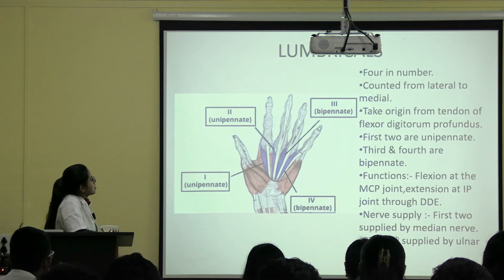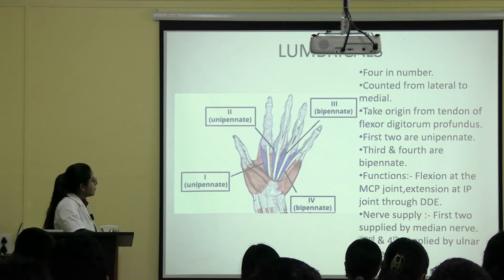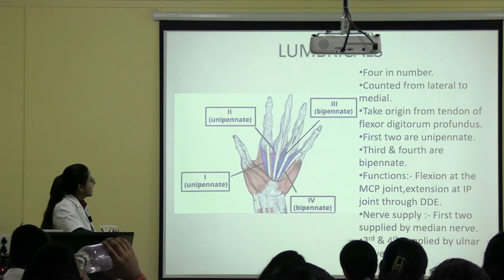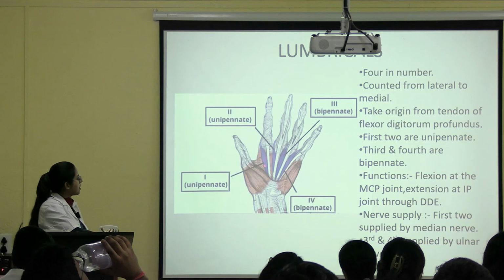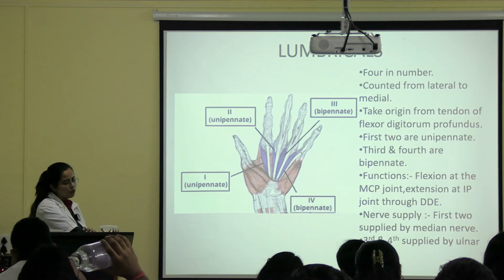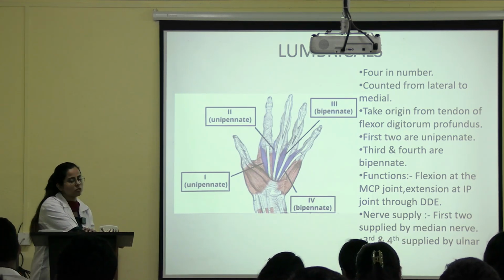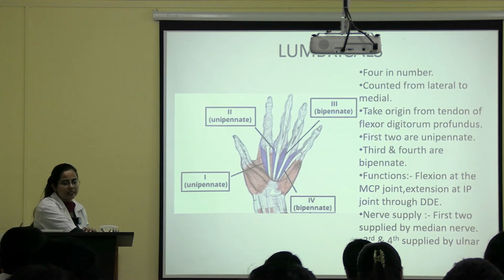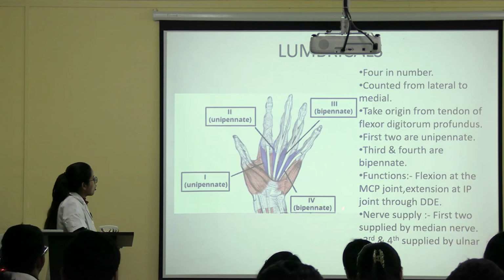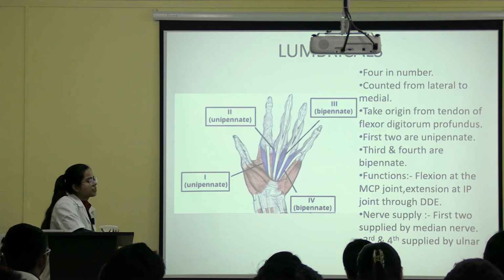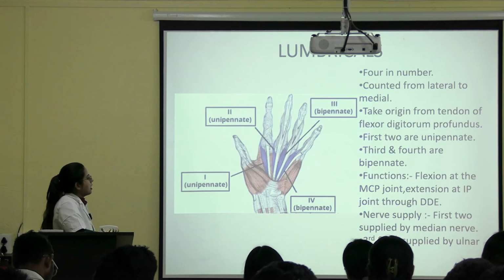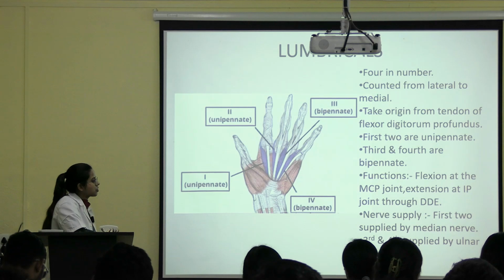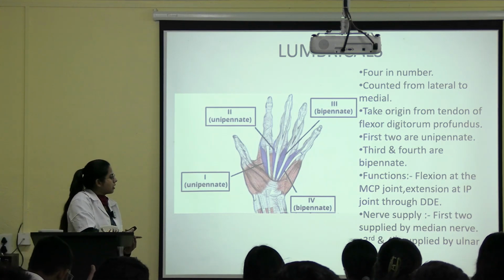Now lumbricals. So these are also 4 in number. So again we start numbering from lateral side. This is first, second, third and fourth. Now first 2 and third and fourth. Okay, first 2 are having similar features, third and fourth are having similar features. First 2 are unipennate, these 2 are bipennate. Clear? Now this takes origin from the tendon of flexor digitorum profundus. Okay, and their function is flexion at the metacarpophalangeal joint and extension at interphalangeal joint.